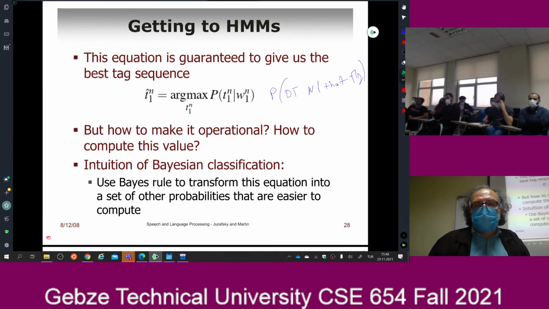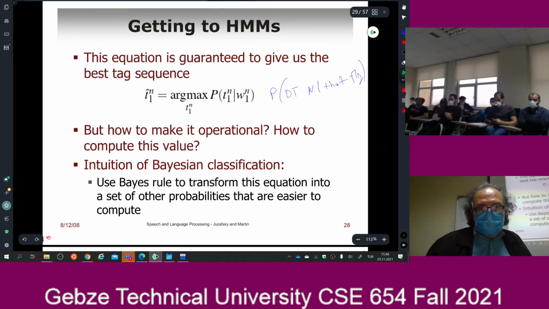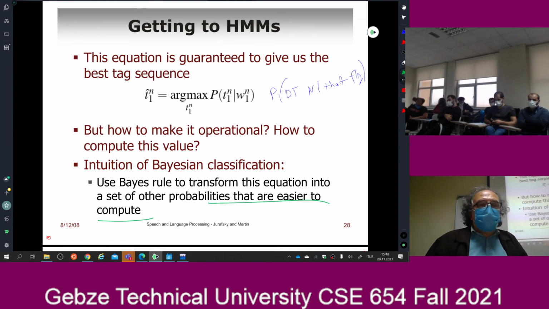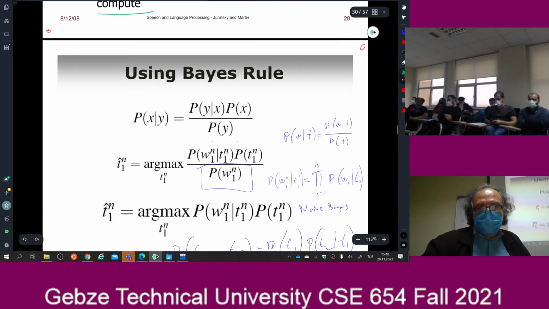So how do I make this operational? How do you make this manageable? Given this much data, how am I going to find an approximation for this expression? Again, we use the Bayes rule to transform this equation into a set of other probabilities that are easier to compute. What do I mean by easier to compute? It will be clear this way.